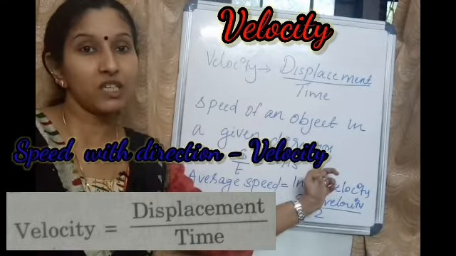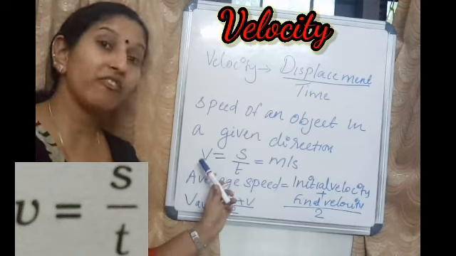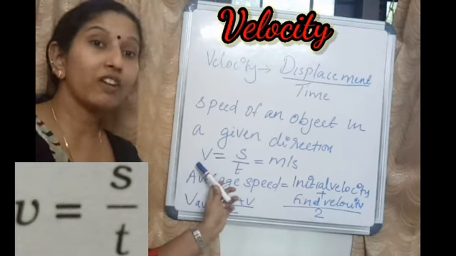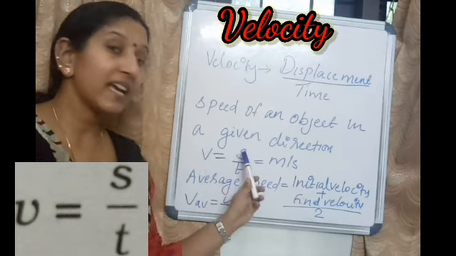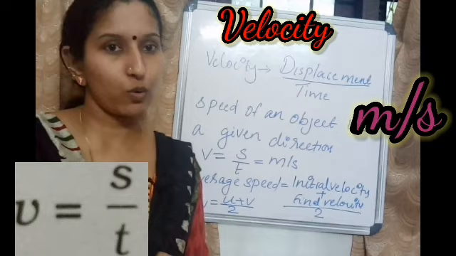And what is the equation for velocity? See, velocity v equals s by t. At the beginning of the class I told you, for the speed and the velocity you can use the same symbol v. V equals speed or velocity, and s is the distance. For s you can use distance and displacement, so s by t. So v equals s by t, and the unit is also the same, meter per second. So displacement by time is velocity.